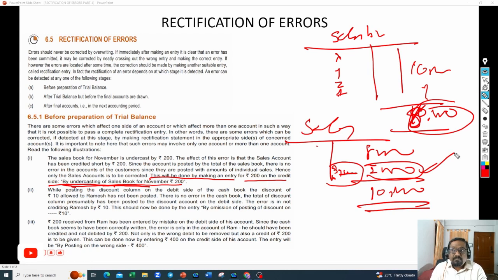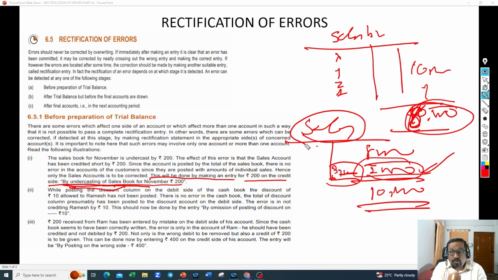Why has a double entry not come? It will not come because the mistake happened only in one account, because of which you cannot pass a double entry. When you pass both debit and credit, then only you call it a complete entry. When do we call it a complete entry? When there is a debit and for that there is a corresponding credit. But in this case, by undercasting of sales book I mentioned and kept it 2000. This is not a double entry. Single entry. I just posted that amount in sales account.